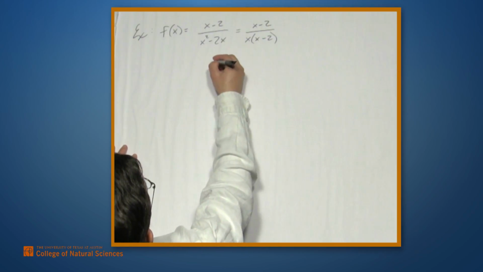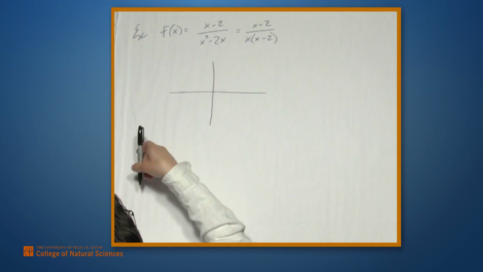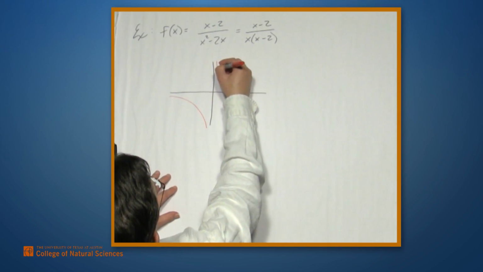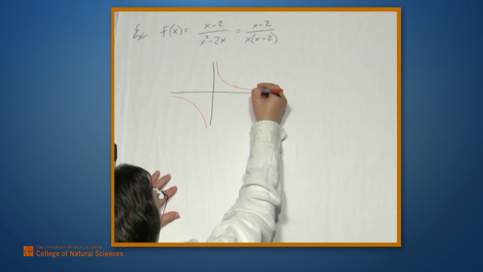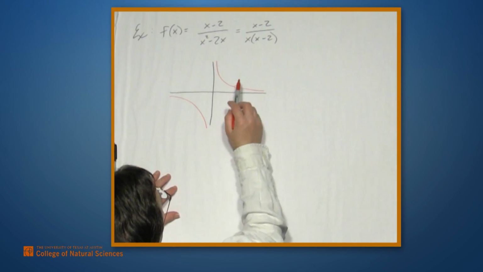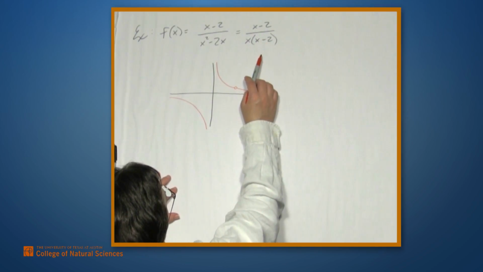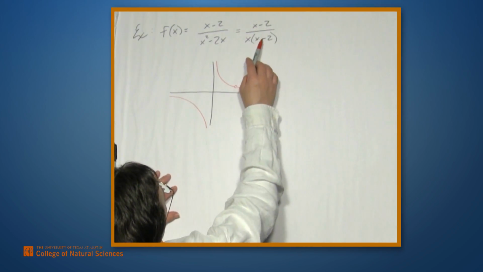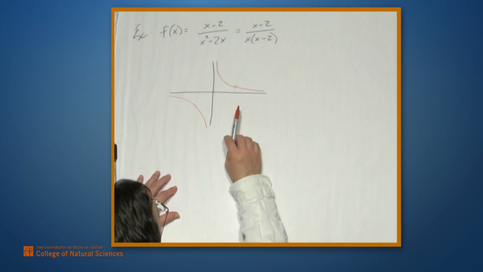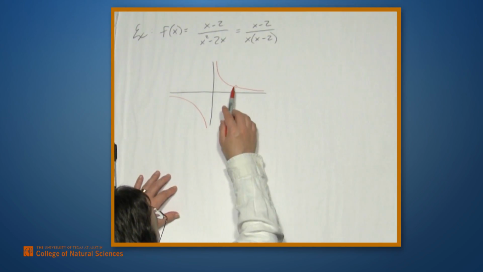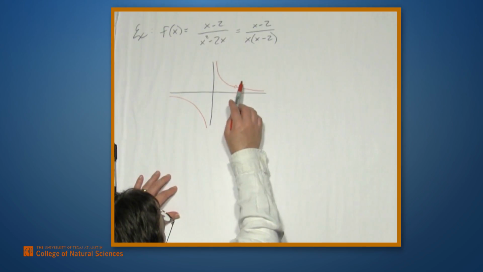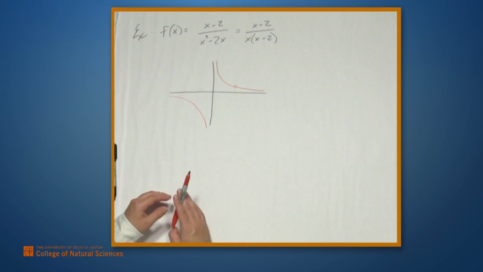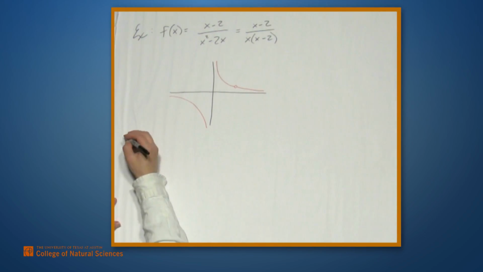So the graph of this is the graph of 1 over x, except at x equals 2. So just like before, we have a hole. In other words, we don't have a vertical asymptote where x equals 2, because as in the previous example, this x minus 2 factor in the denominator cancels with the factor of x minus 2 in the numerator. So this doesn't lead to a vertical asymptote, but rather a hole. What's left is 1 over x. We still have a vertical asymptote at 0. So this leads us to our general approach.